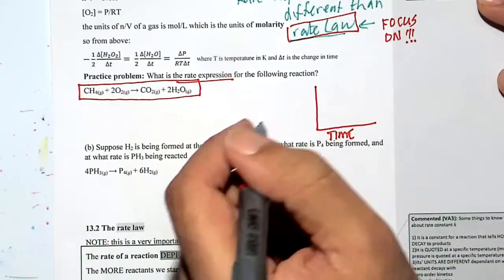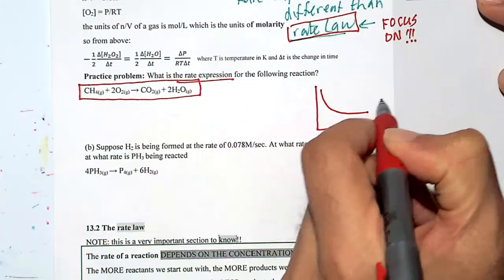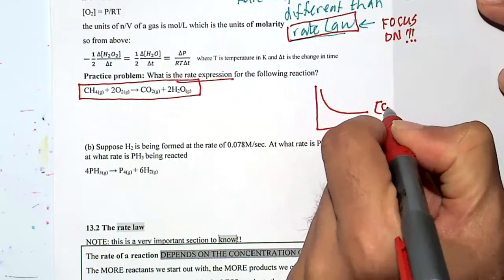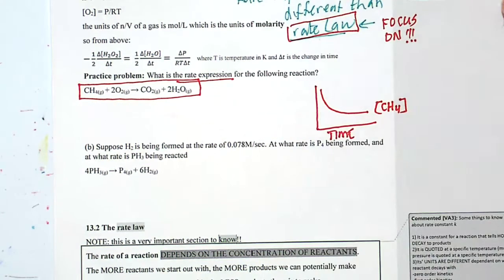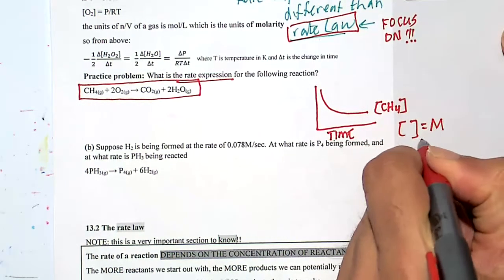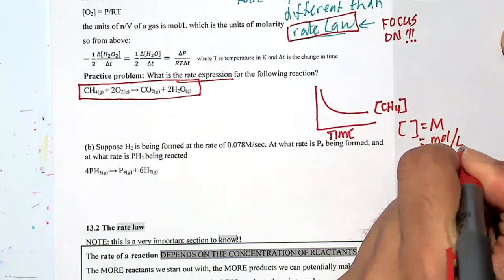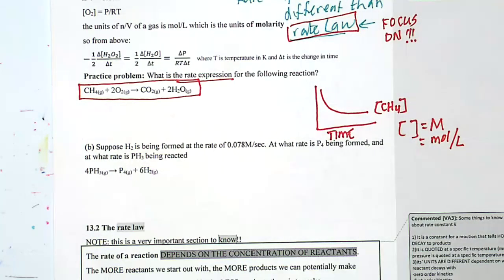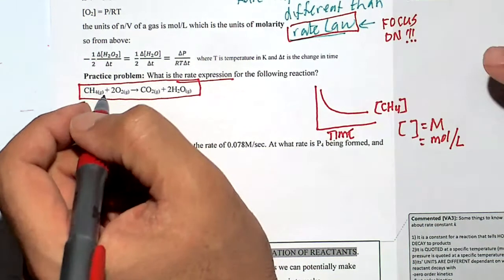So over time, this CH4 is going to go down. I'm going to call this the concentration of CH4. This bracket means big M, which equals moles over a liter. For those of you taking the multiple choice question of the exam later, units: moles over liter, molarity. Moles of solute over liters of solution, molarity. Moles of solute over kilogram of solvent, molality.